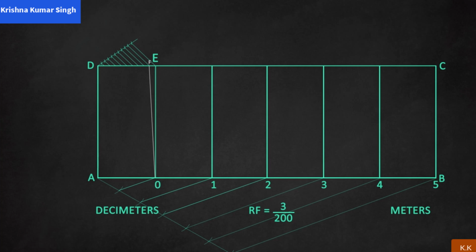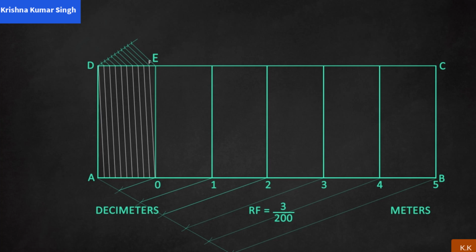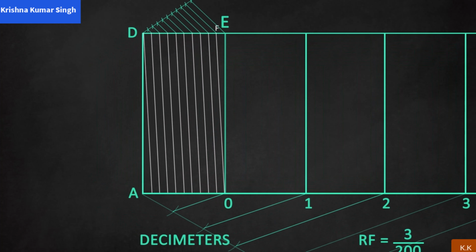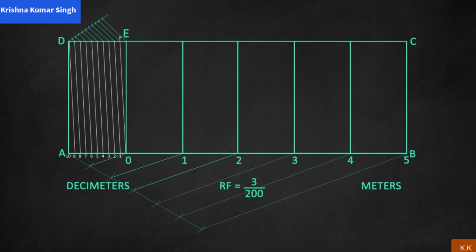Keeping the drafter fixed, we draw all 9 lines from their intersection points parallel to each other. Here each division indicates 1 decimeter. Let's number them from 1 to 10, towards the left, from 0. Now, we have completed showing main units and subunits, that is meters and decimeters. Then how do we represent the centimeters on the scale?